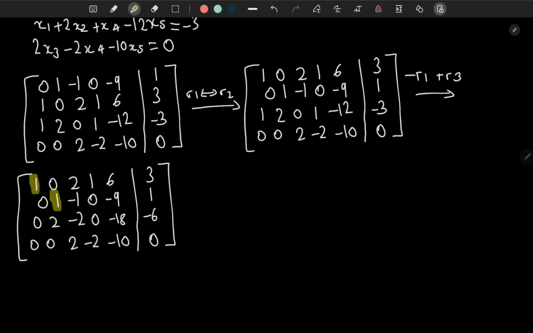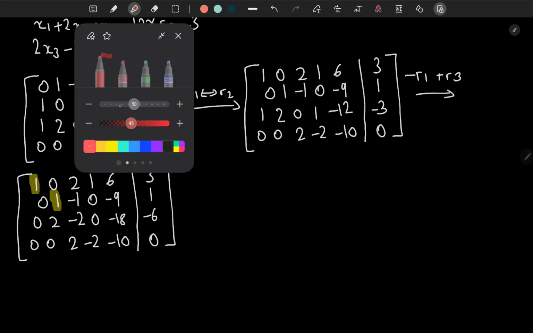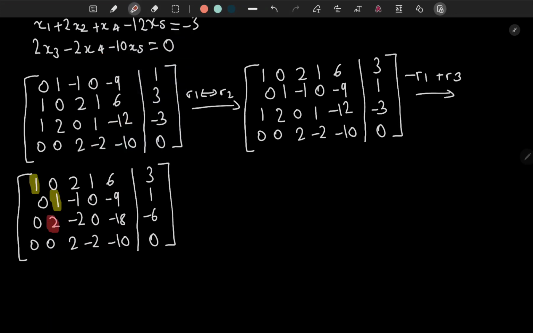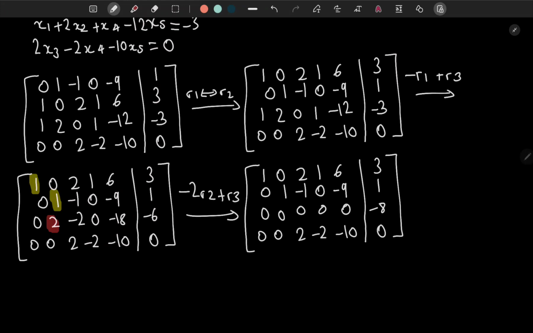row, and we need to get rid of this 2 below it. Let me just highlight it. So let's do the operation of minus R2 plus R3, and you will get the following matrix now. And now you can notice that we have a 0 row here, and it is equal to -8.